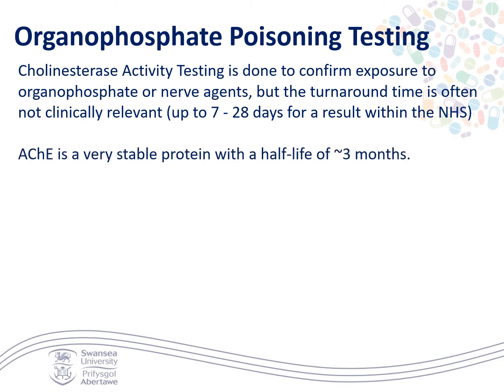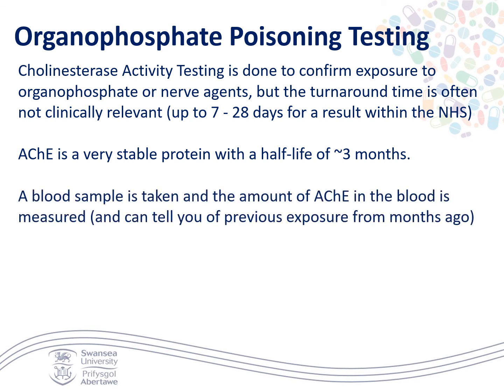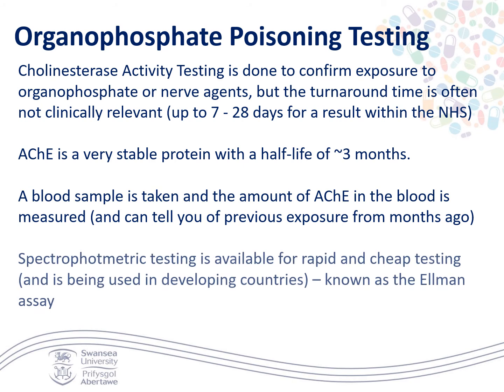The acetylcholinesterase enzyme is actually very stable with a half-life of around about 3 months, and so we can conduct a cholinesterase activity test in order to work out whether a patient has been exposed to organophosphate poisoning a number of months prior. A blood sample is taken and the activity of the enzyme in the blood is directly measured, and this allows us to tell whether that enzyme has been exposed to organophosphates or nerve agents previously, up to a number of months.